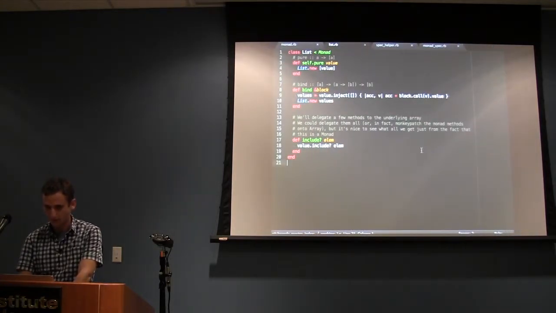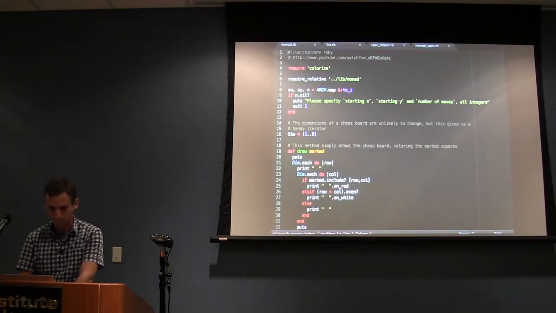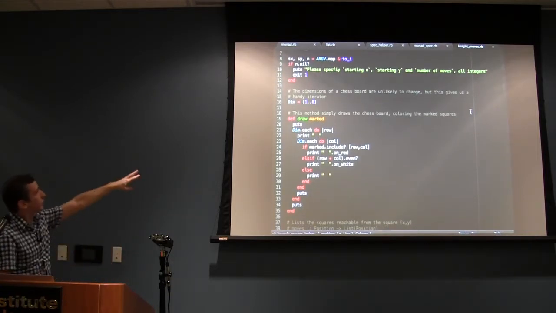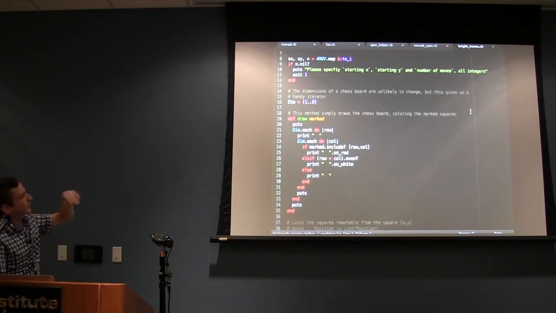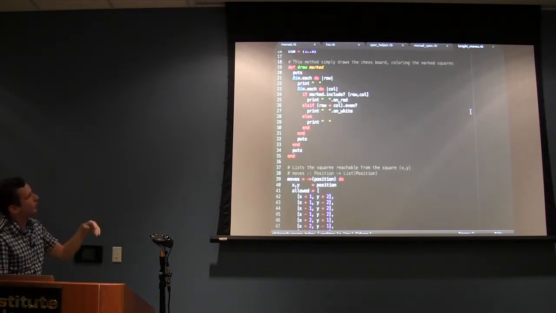So let's take a look at the source here. Again, I'm reading in the starting positions and number of moves from standard in. This draw function just draws the checkerboard. The one piece that'll be relevant here is I'm going to pass it a list of squares that should be marked and check if it includes the row and column I'm printing out.